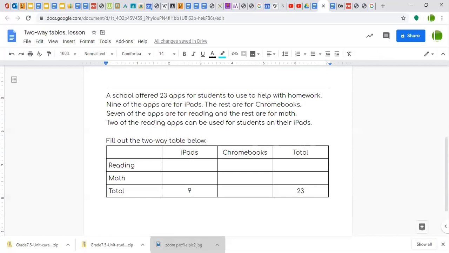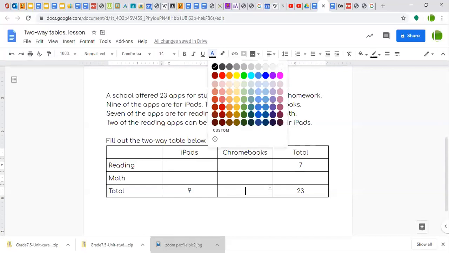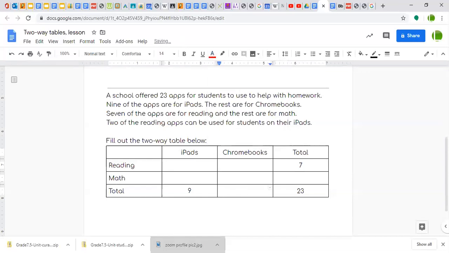It also says 7 of the apps are for reading and the rest are for math. So same problem. I know that I've got 7 here for reading, but I don't know what the math is, but I can figure that out. So I'm going to go into this box here and I'm going to choose a different color. I'm going into this last row because this last row has 2 pieces of information. Oh, I skipped one. Let me go back. I skipped a sentence. Sorry. So that says 7 of the apps are for reading, the rest are for math.